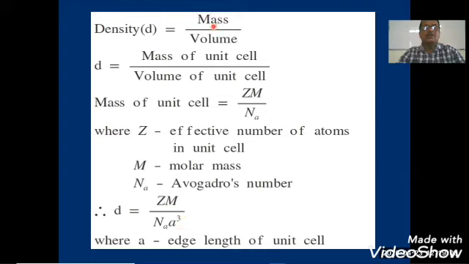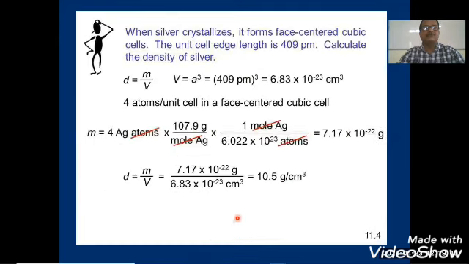So substituting mass and volume, we find the density of a cubic unit cell is Z M divided by N A a cube, where Z represents the number of units per unit cell, and it depends upon the nature of the cubic unit cell. If it is simple cubic, Z will be 1, for BCC it is 2, for FCC it is 4. M is the atomic weight, N A represents the Avogadro number, and a represents the edge length.